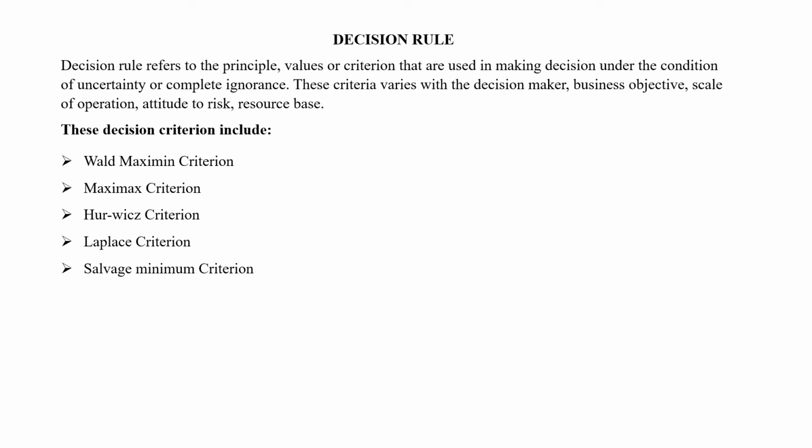Now, this criteria varies with the decision maker, that is, with respect to an individual, the business objective, that is the goal of the business, the scale of operation, and the attitude of the business owner to risk. We have different attitudes towards risk. Many of us cannot take risk. However, some people are good at taking risk. And this decision also depends on the resource base, that is the availability of resources.